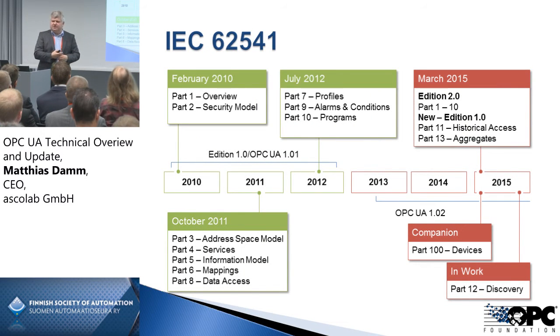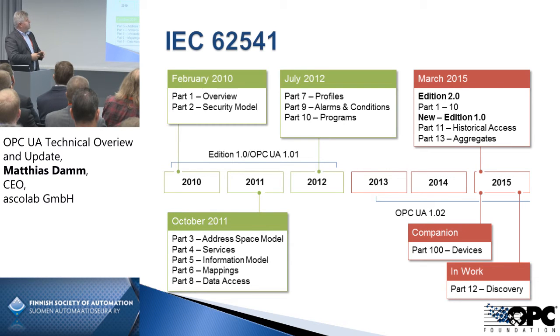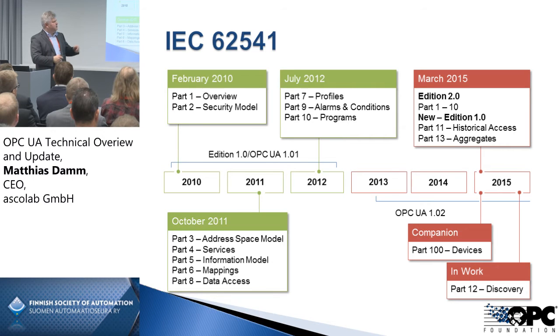Since OPC UA is also an IEC specification, I also want to give you a short update on the IEC status of OPC UA. Most of the OPC UA specifications were already released as IEC 62541 in the time frame 2010 to 2012 as a first edition, and a second edition was released in March this year, which is mainly OPC UA 1.02. So a lot of just minor updates and few new features, but also 2 new specifications, Part 11 historical access and Part 13 aggregates, were added. They are not included in the first edition.